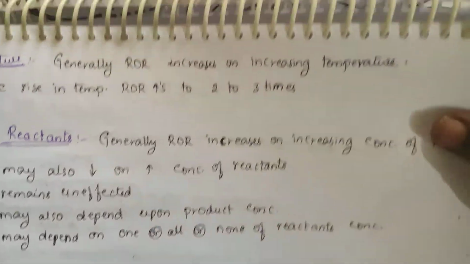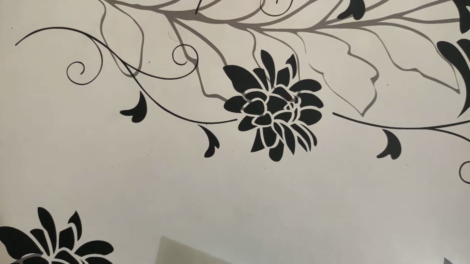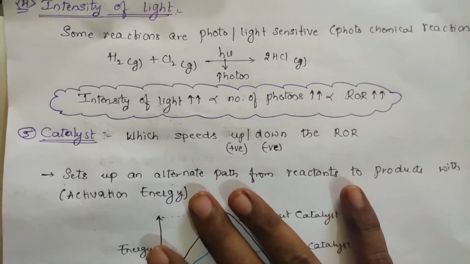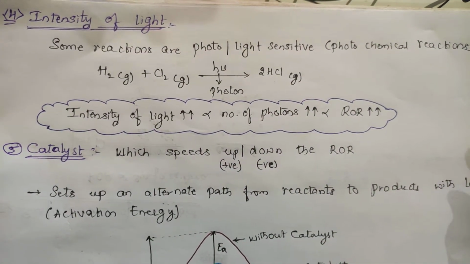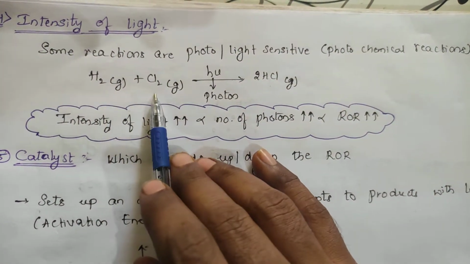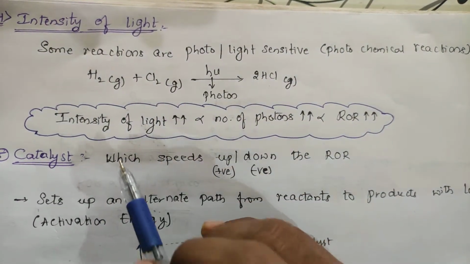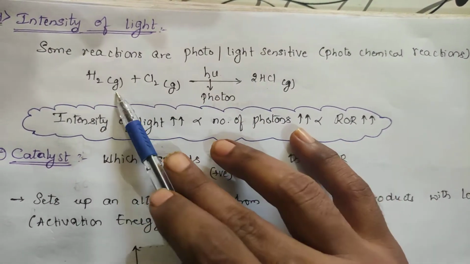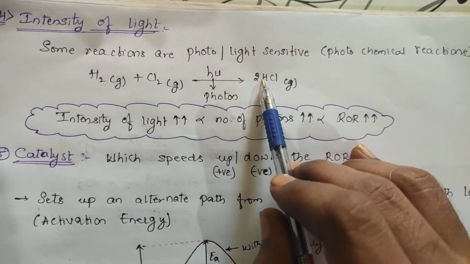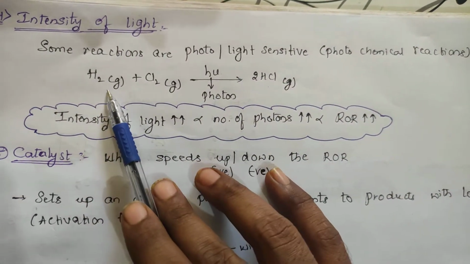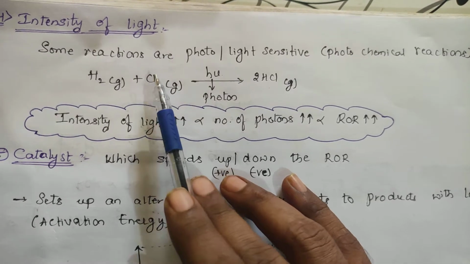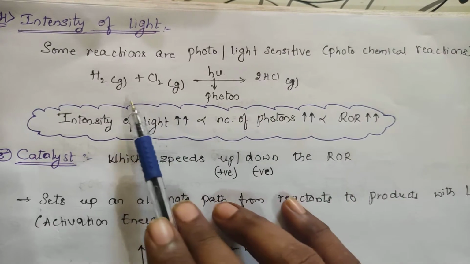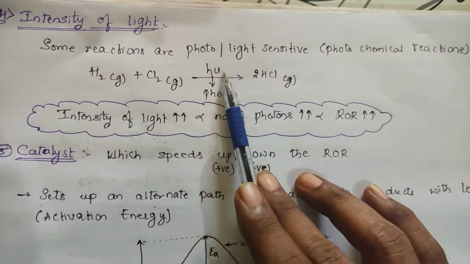Okay. And if you go for one more factor, like intensity of light. Some reactions are photosensitive, meaning they occur only with the appearance of light. Suppose you take H2 as well as Cl2, those two will not react, however much the amount may be. Only when you pass light does that reaction occur and result in the formation of HCl. Again I am telling you, if there is no light, there is no formation of HCl. The formation of HCl occurs only in the presence of light.